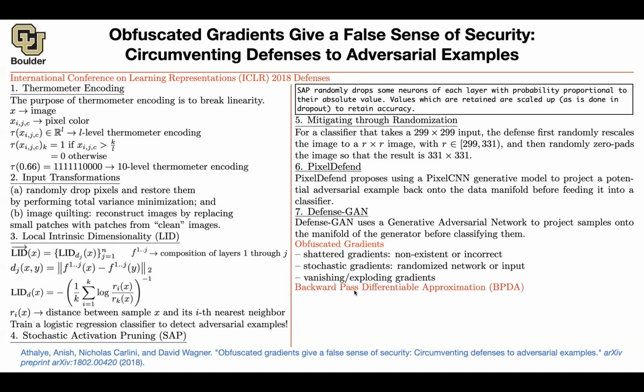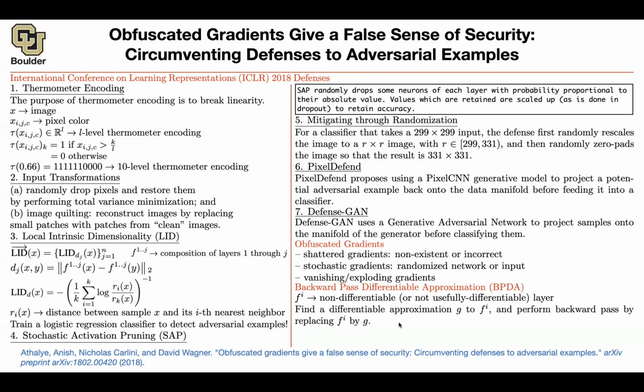And that's the idea of backward pass differentiable approximation. Whenever you have a non-differentiable layer, like what you have here, or if it is differentiable but your derivatives are not useful, you can approximate that layer by a function. For instance, f_i is the one that is not differentiable. You can approximate it by a g function and then perform the backward pass. Rather than going through the one that has difficulty giving you derivatives, you go through g. And that's what your adversary is doing. As an example, for all of these, you can do that.